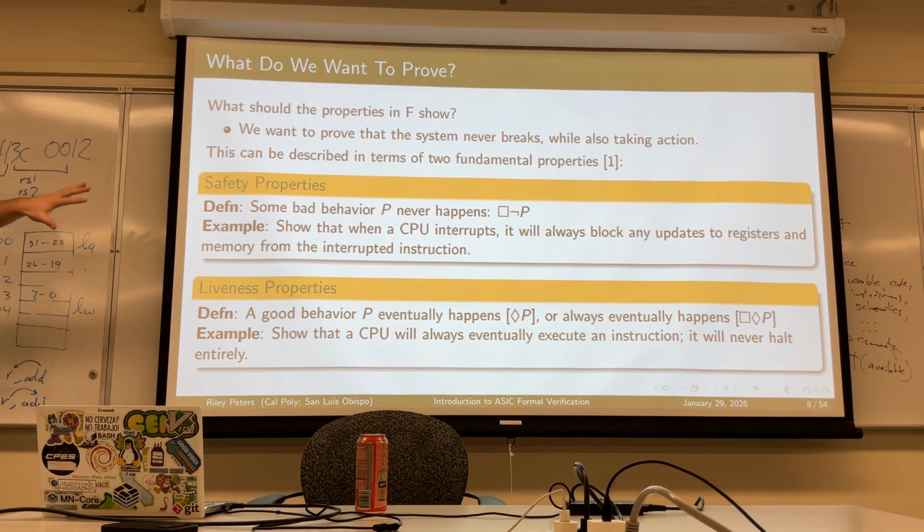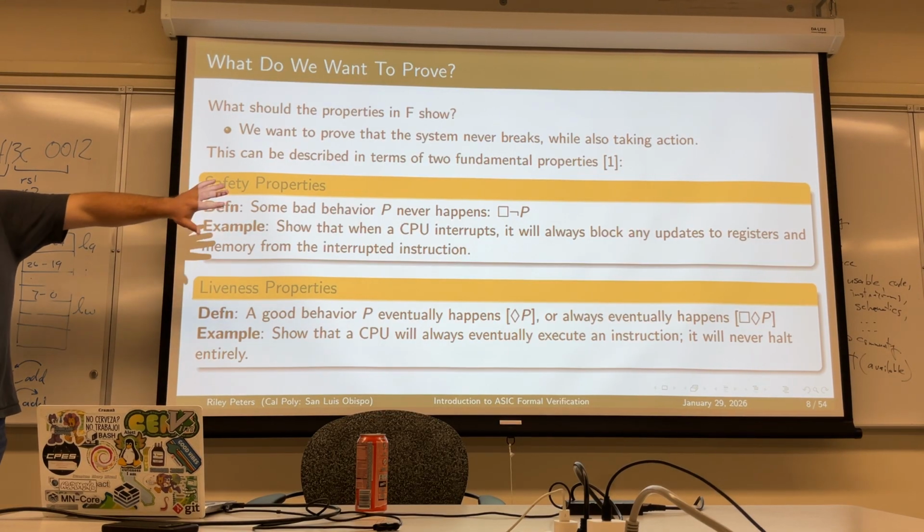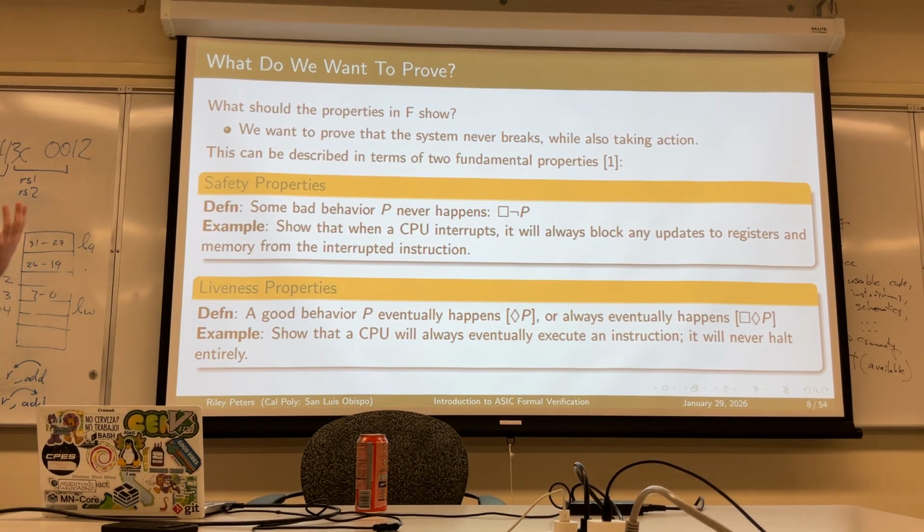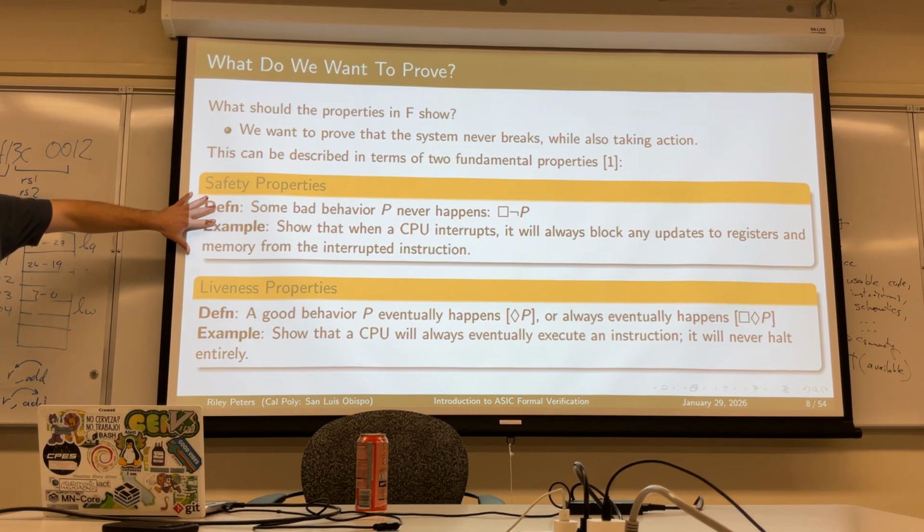Safety is trying to show that some bad behavior P never happens. So it would be something like, if my CPU interrupts, the instruction that's interrupted doesn't update the registers. You don't want some bad behavior that shouldn't happen to happen. And so you define a set of properties that check for those bad behaviors.